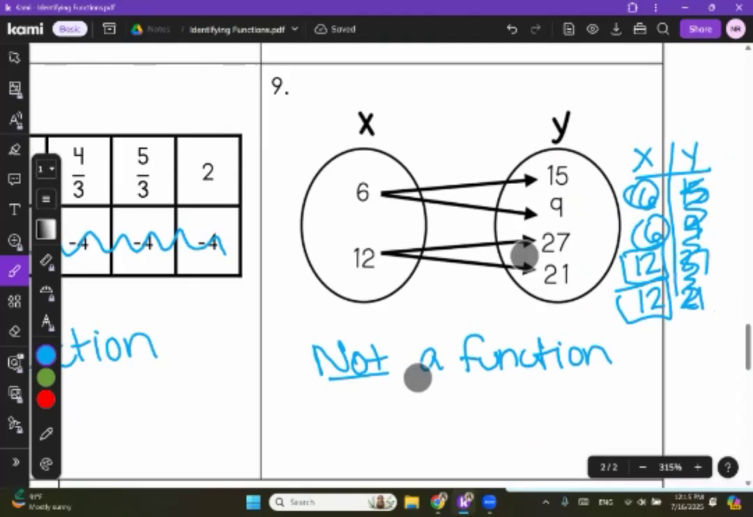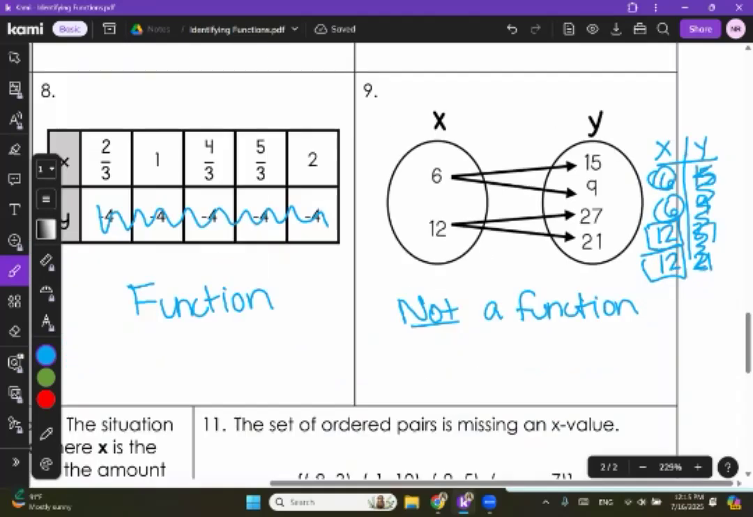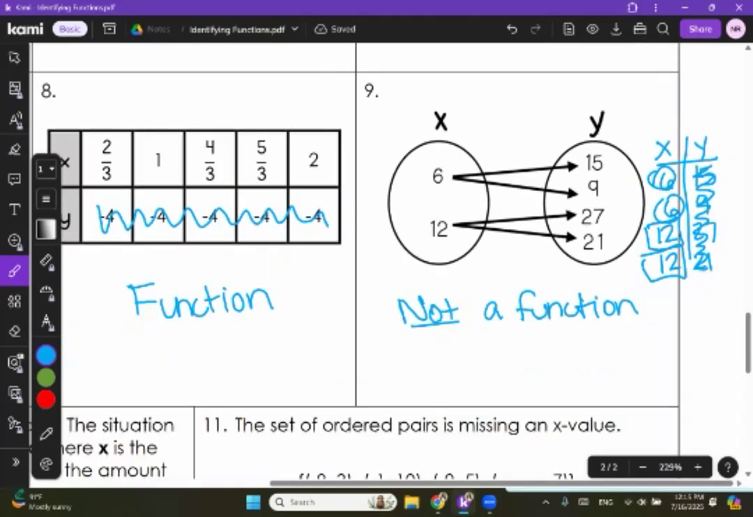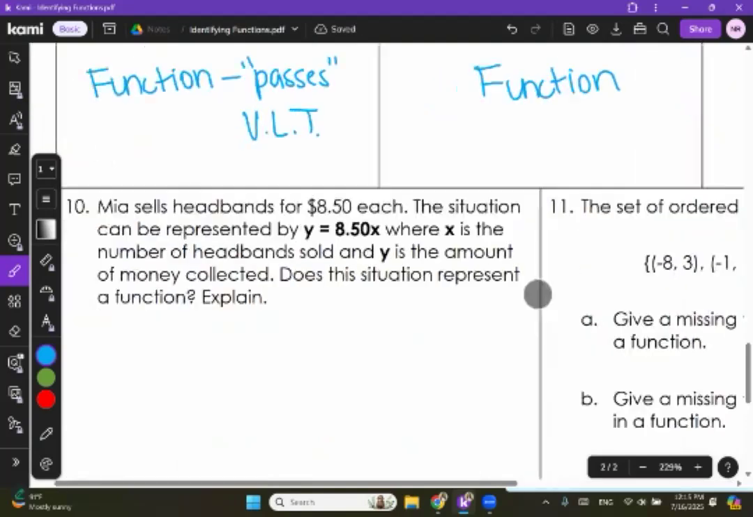Easiest practice ever, I hope. Now, where it gets a little tricky is the way that they ask for it on the STAR test. They've been coming up with some new questions on the STAR test. They've just been coming up with different ways to ask about functions. So let's look at it.